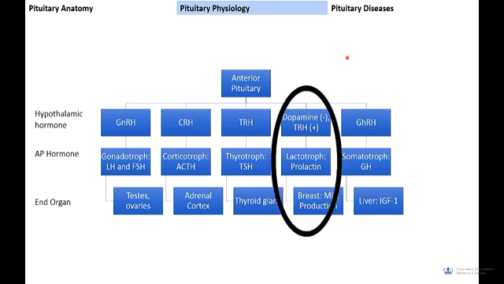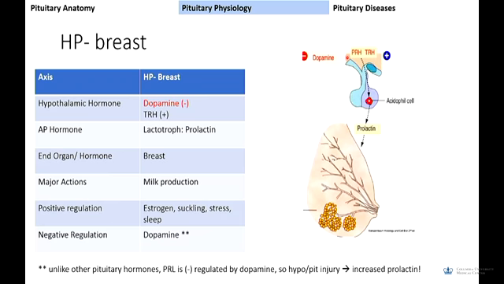Okay, so next is the HP breast axis. This one's an interesting one. It's the only one that has a negative regulator from the hypothalamus. So that's dopamine, its main hypothalamic hormone. It's important to remember that if you have a pituitary problem and have less dopamine release, you're actually going to have high prolactin. So that's the only axis that's like this.